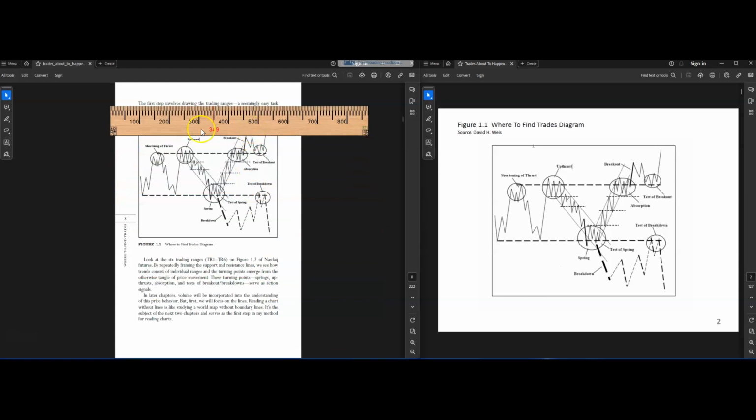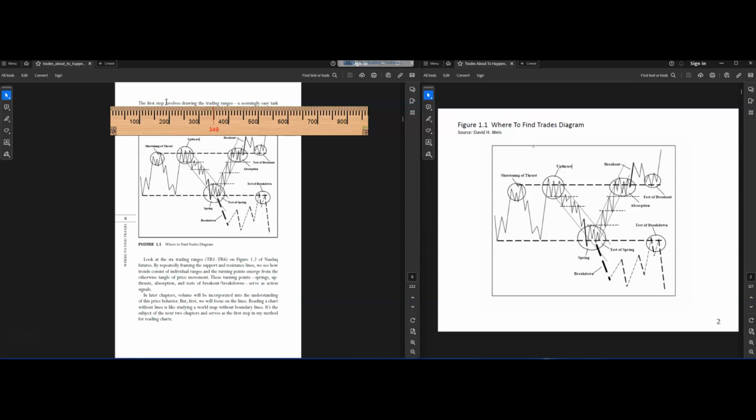The first step involves drawing the trading range. Drawing the trading range, first step. So ask yourself, as a Wyckoff trader, what is the first step and what are you doing? For example, a lot of folks, their first step is anything but drawing the trading range, especially on a higher time frame.